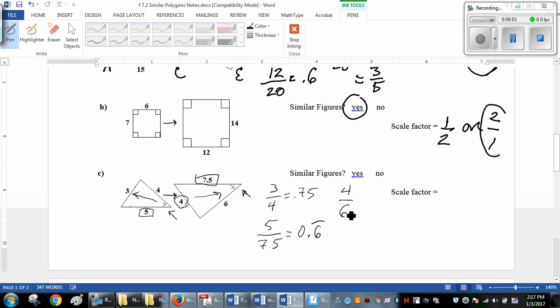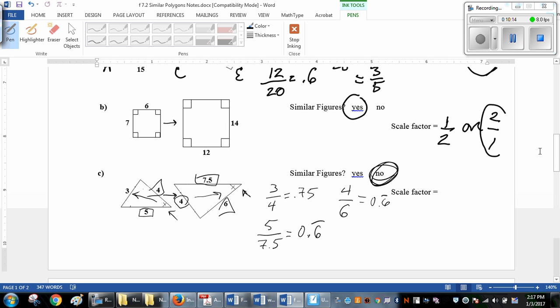So the last sides that we have that match up are going to be here, this 4, right? And this 6 here. So 4 over 6, and that gives us 0.6 repeating again. So we have two pairs of corresponding sides that have the same ratio. The third one doesn't, so these ones are not similar.